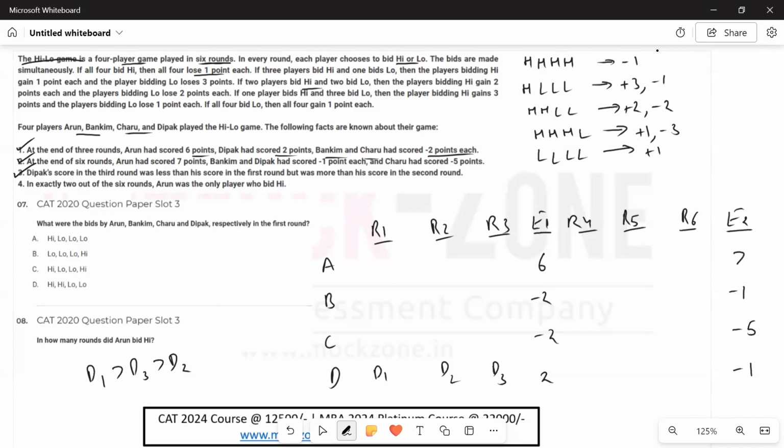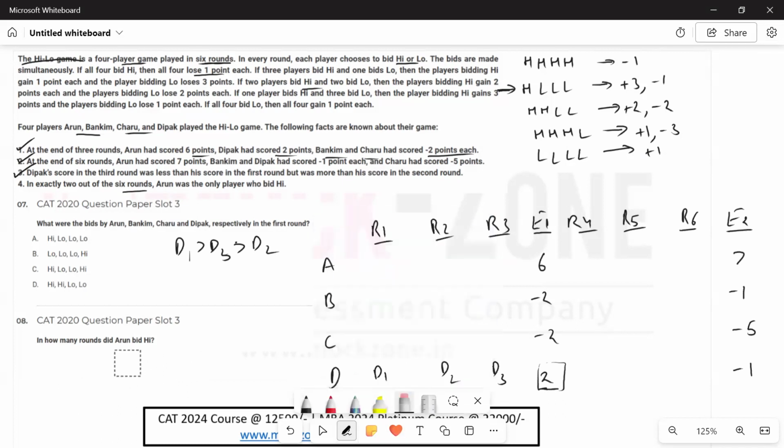And the fourth point says that in exactly 2 of the 6 rounds, Arun was the only player who bid high. So this condition says that A was the only player bidding high in 2 of the 6 rounds. Now we know that D1 is greater than D3, which is in turn greater than D2, and their sum is +2. So what all cases will we have in this condition?